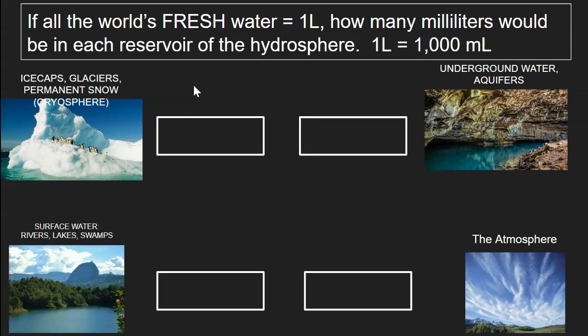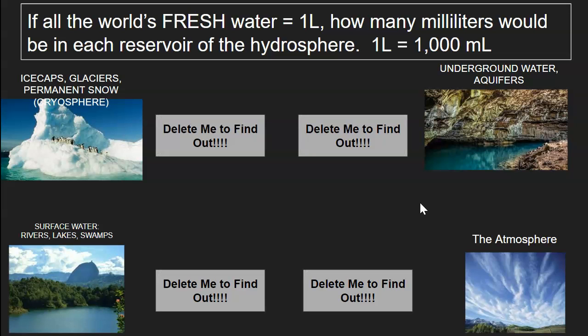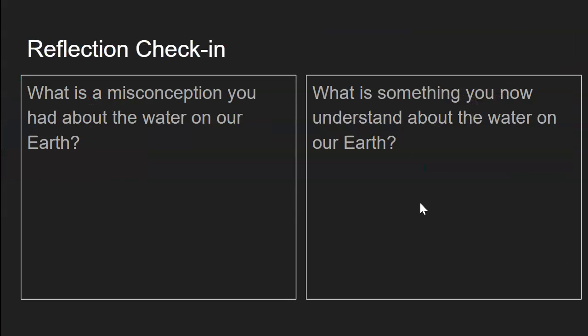Then we're going to pretend that the 1 liter is now just fresh water. Now you have these 4 boxes, and how much is in each one? How much of the 1,000 milliliters is in ice caps, glaciers, and permanent snow? How much is in underground water? How much is in the atmosphere? And how much is in surface water? Again, your totals should equal 1,000. When you finish putting in your guesses, go to the next slide. You can delete those to find out what the answers are. Then answer the same reflection questions to think about your learning.